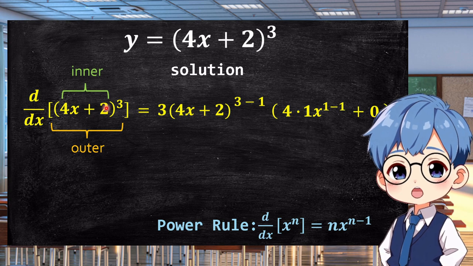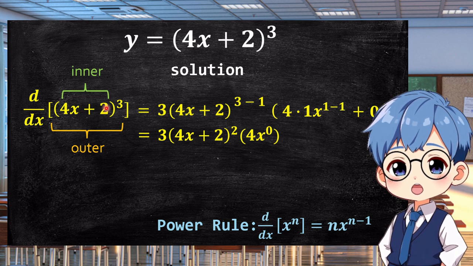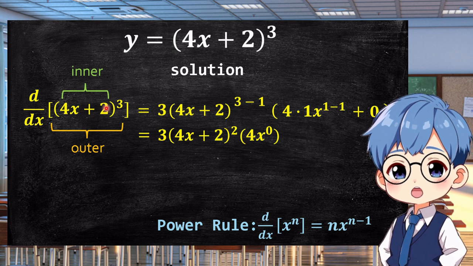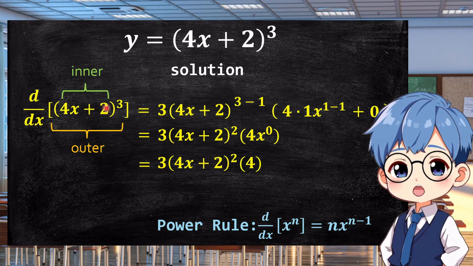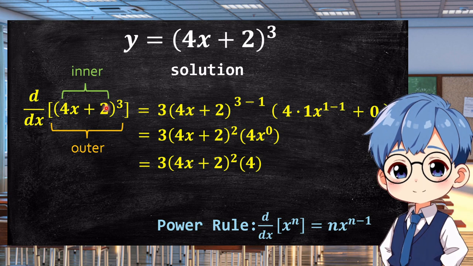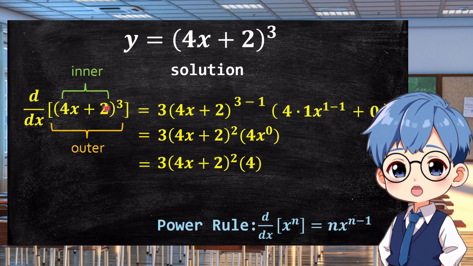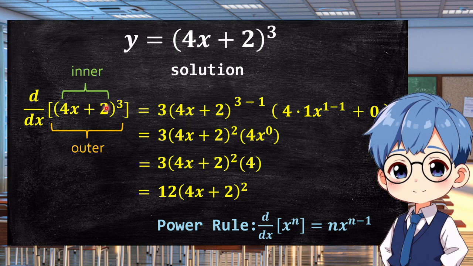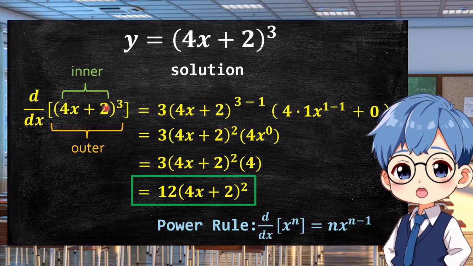Okay, and then we simplify further. This will give us 3 times the quantity 4x plus 2 squared, times 4x to the power of 0. Take note, x to the power of 0 is just 1. So we will have 3 times the quantity 4x plus 2 squared, times 4. Then we simplify further by combining like terms. In this scenario, like terms are the constants. So 3 times 4, we have 12 times the quantity 4x plus 2 squared. This is our final answer.